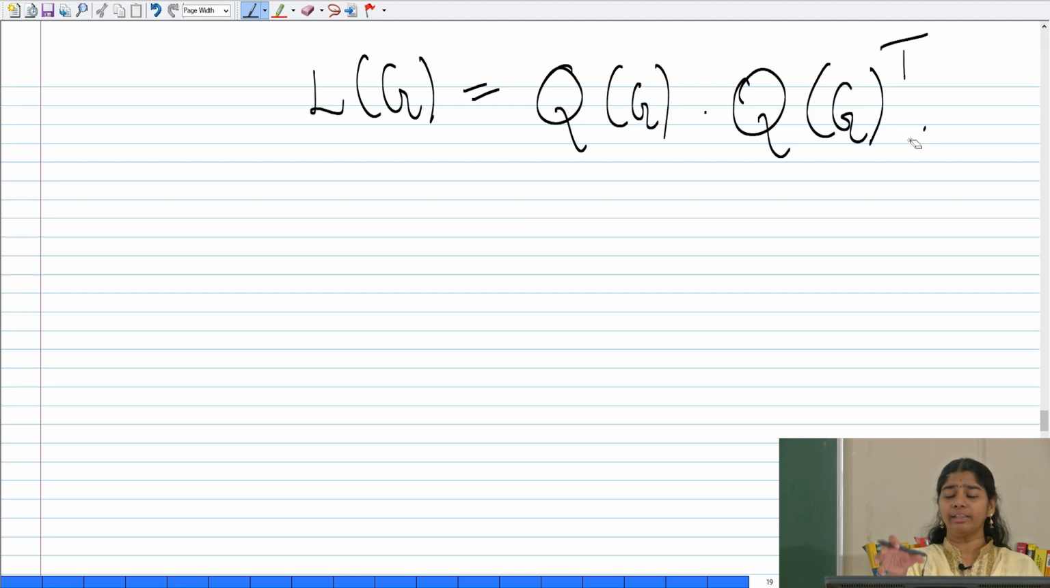So, how do I guarantee that this is going to be equal to my L of G? If I look at any ijth entry of this product, how do I guarantee that it would be nothing but equal to the corresponding entry in L of G?